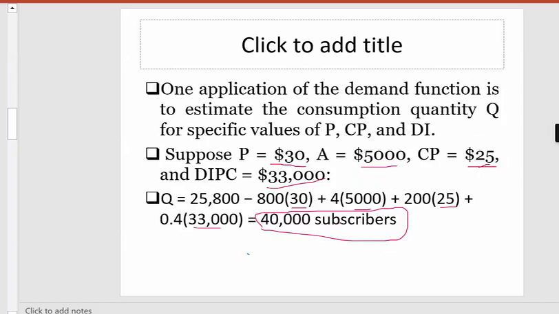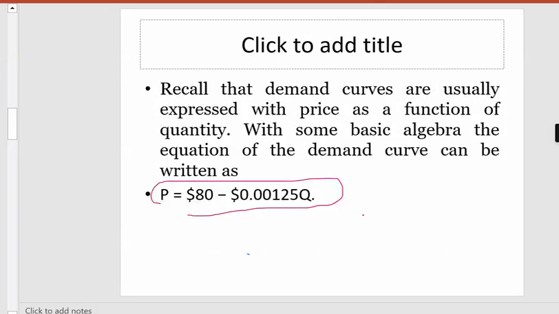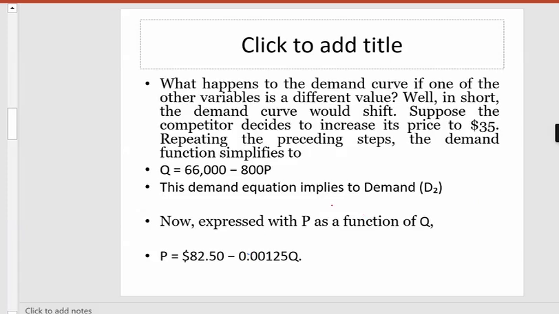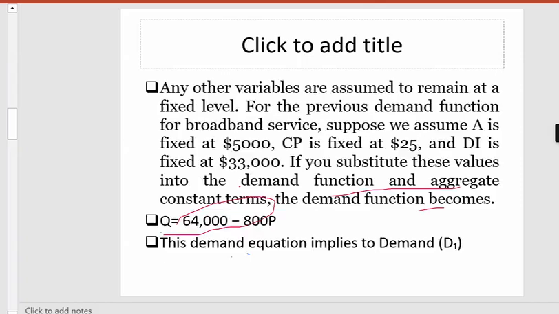Ile equation ilikuwa ngapi? 4A. What I'm trying to say, instead of substituting 25, utaweka ile ngapi? 35. Ili uone effect yake inakuwaje. Other things remain the same. It's only price of other competitor. Are we together? Kwa maana yake, if you substitute, you will get this one. The same procedures, kule. Utapata ngapi? 66. Are we together? So demand equation ya kwanza itakuwa ni hii hapa.